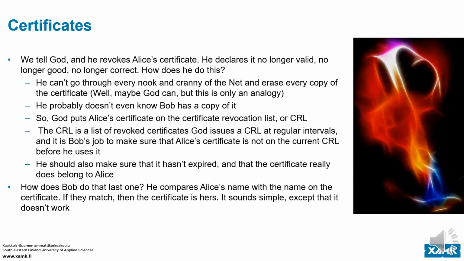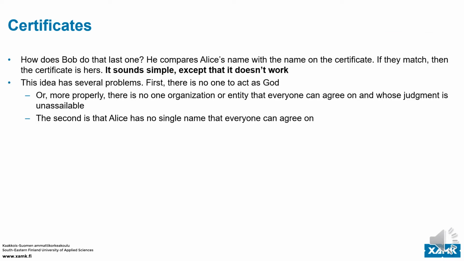How does Bob do that last one? He compares Alice's name with the name on the certificate. If they match, then the certificate is hers. It sounds simple, except that it doesn't work. So why is this problematic? The idea has several problems, actually. First, there is no one to act as God.